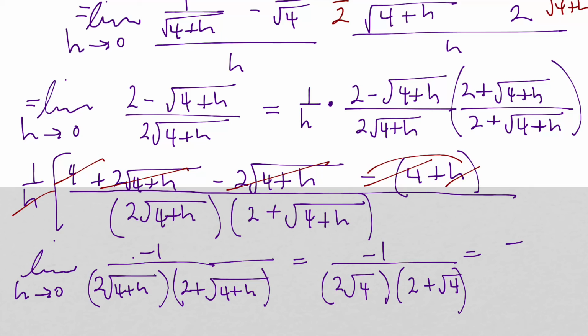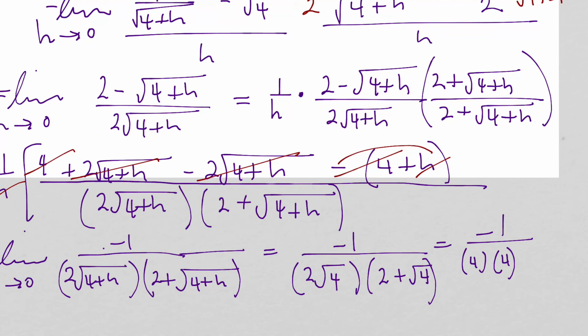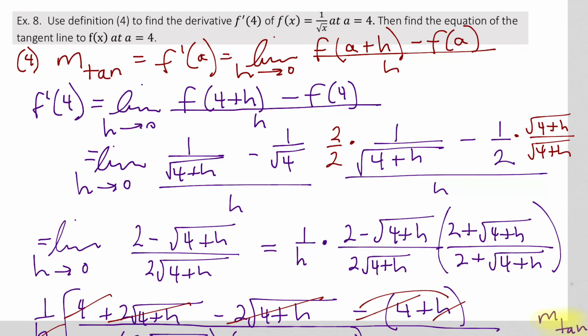Alright, so that's negative 1 over 2 times 2 is 4, and 2 plus 2 is 4. So it looks like I have 16 in the denominator. So this is the slope of the tangent line right here. Now we want to find the equation of the tangent line. Now we have the slope.